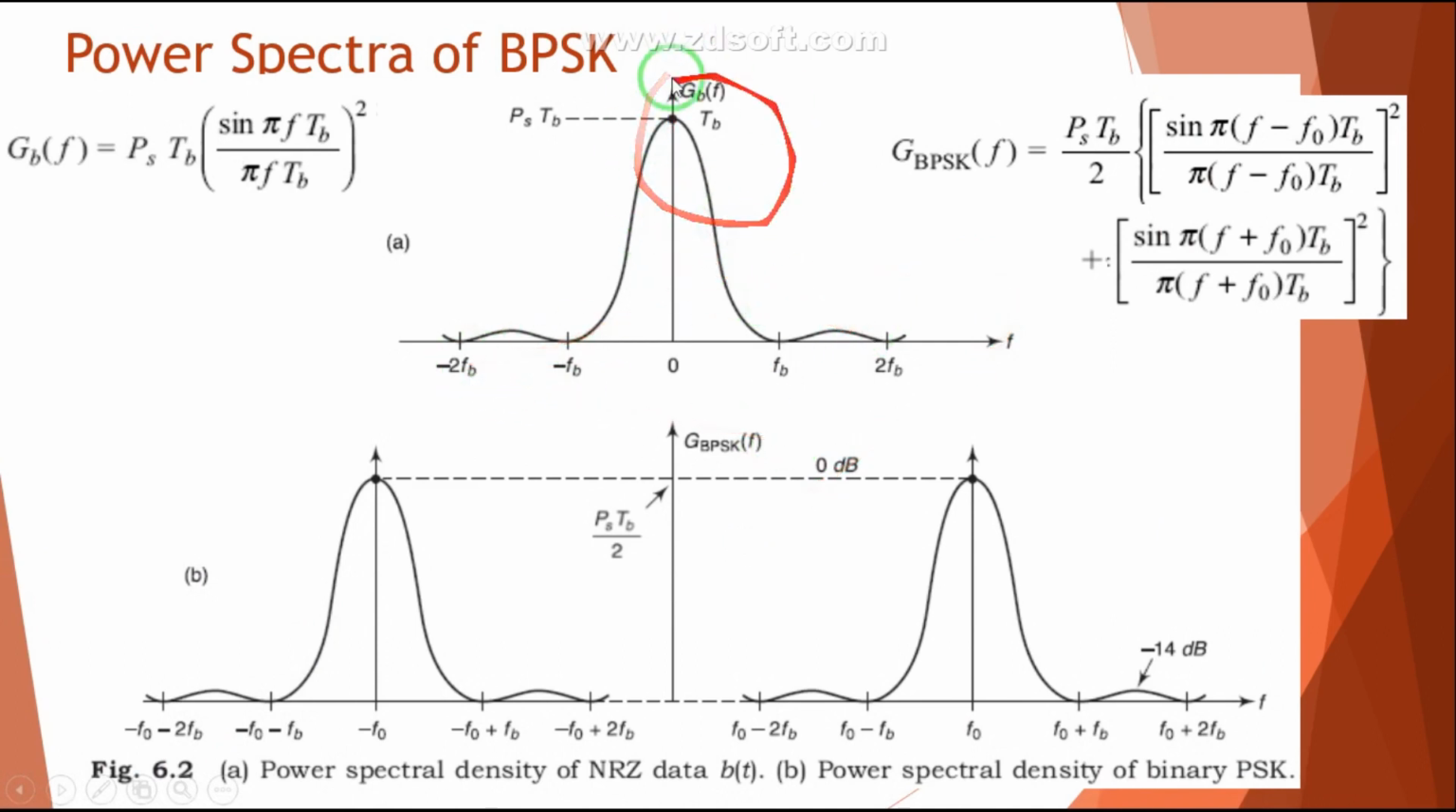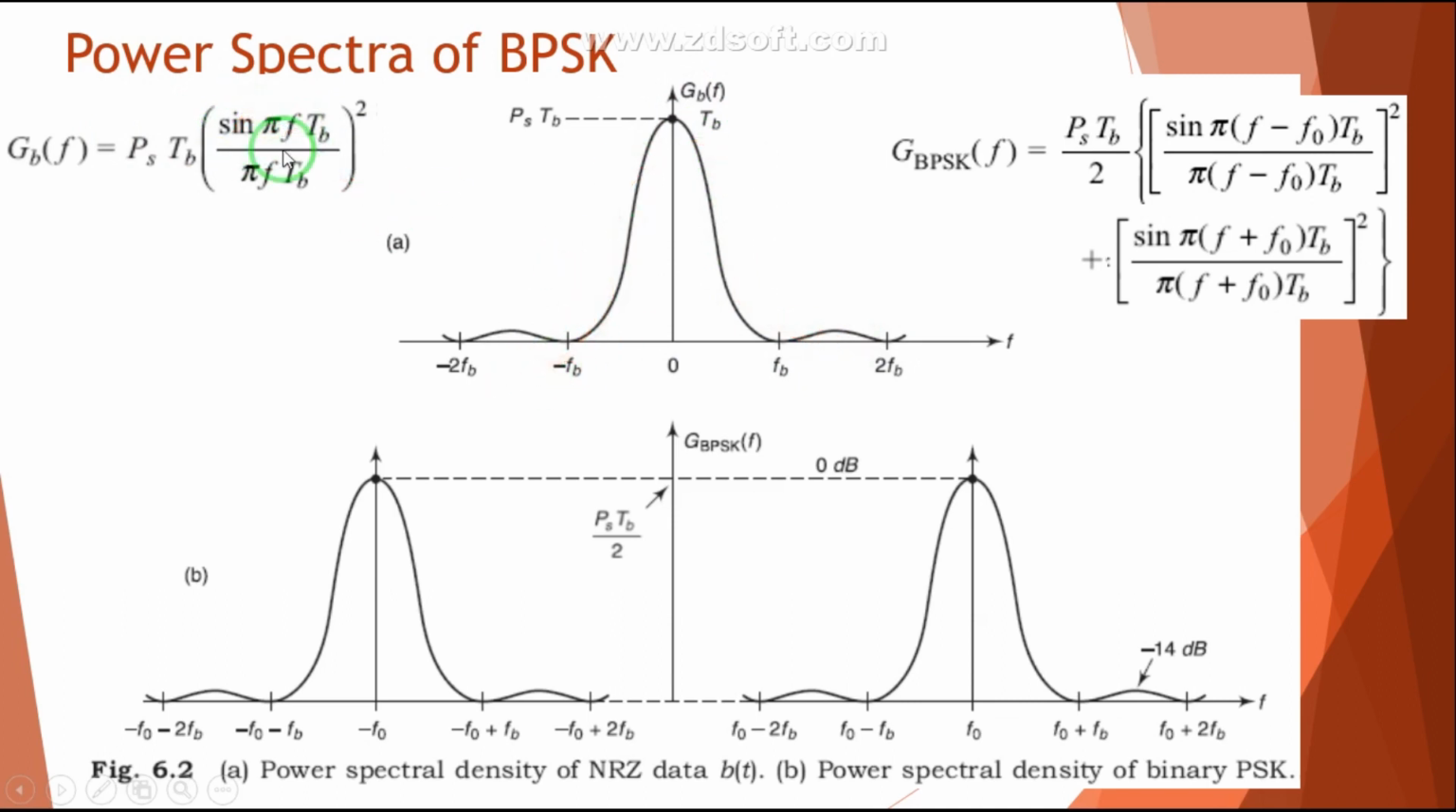This is the power spectra of your NRZ data. You can see whose amplitude is given by PsTb, and mostly the power is present in this main lobe, which is from fb to minus fb. So what is this bandwidth? fb minus of minus fb, that is 2fb. So this is the equation. It is a sinc function, so that's why the graph is a sinc wave.